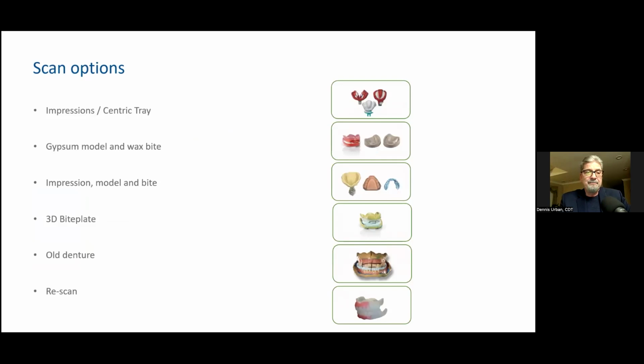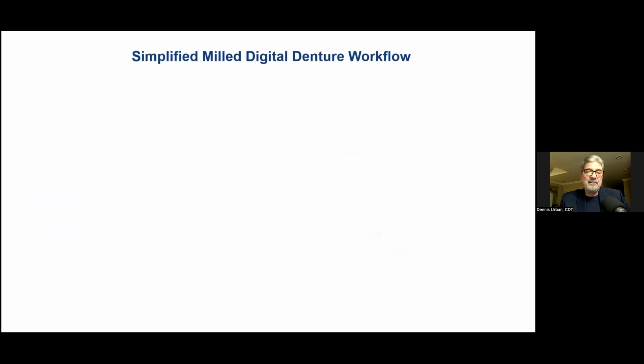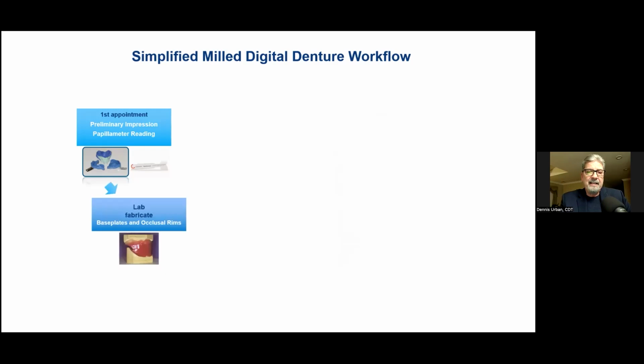So I'm going to talk a little bit about the simplified digital denture workflow here, and it's similar to the workflow that I talked about earlier, on the printed denture. So that first appointment, we're going to take the preliminary impression and a pupillometer reading. And then we're going to fabricate the base plate and the occlusal rim.